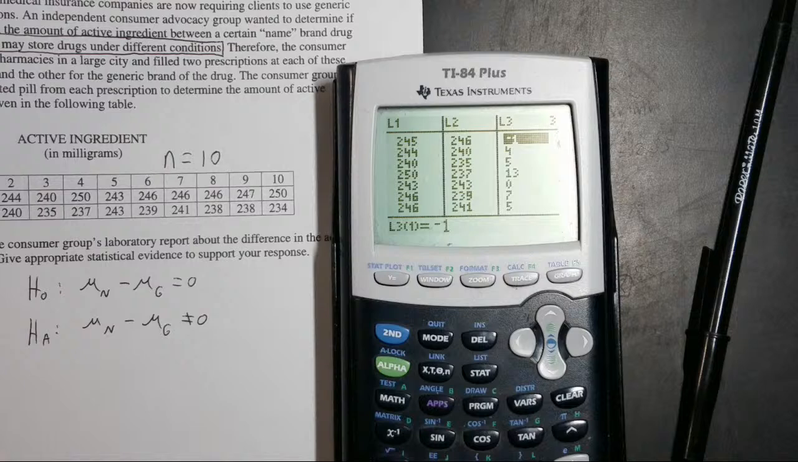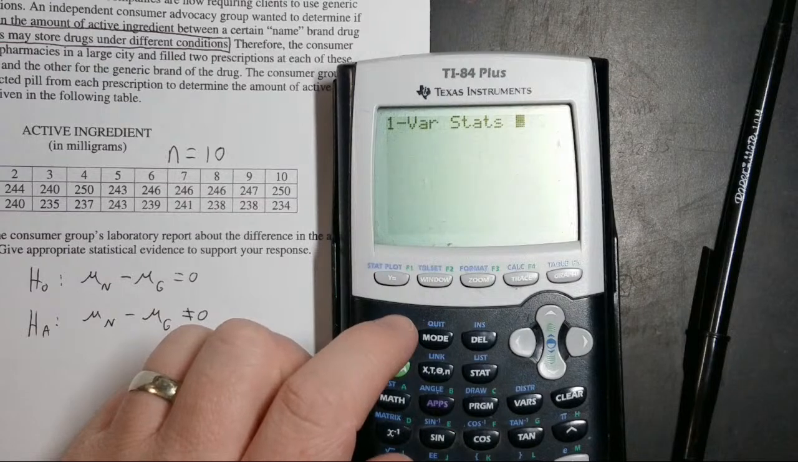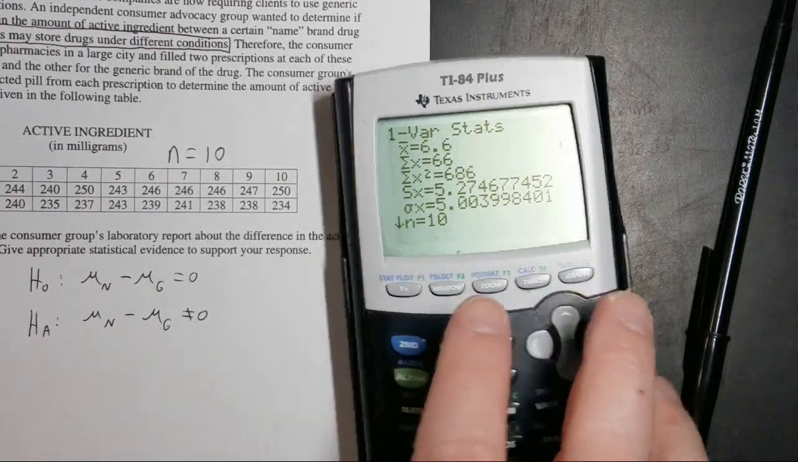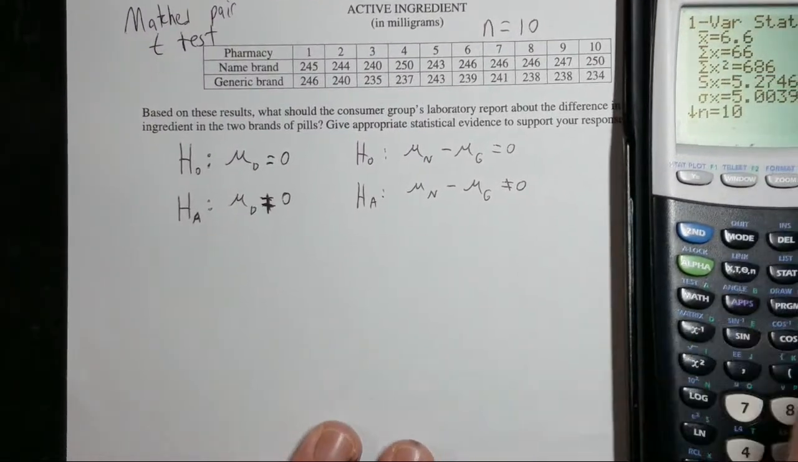Then you're going to want to do a 1-Var Stats, using L3. Boom. That is the data that we need. Let me write down some of this information so that we have it.